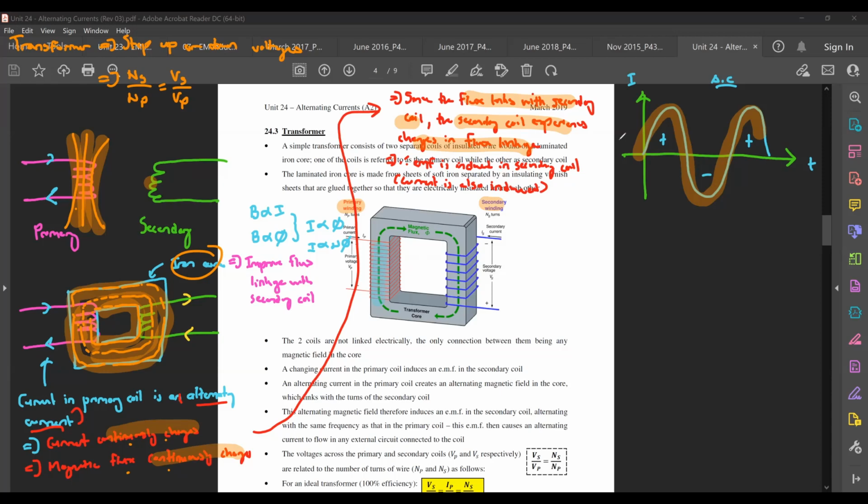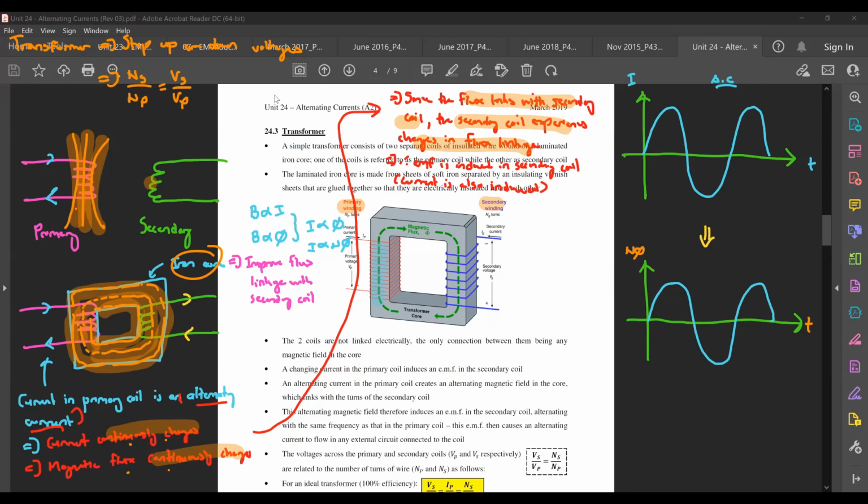There's one thing here that we want to know: how does the EMF induced in the secondary coil vary with time? Let's look at this one. This one is the variation of current with time. If I want to change this to flux linkage with time, I would have this same graph shape.